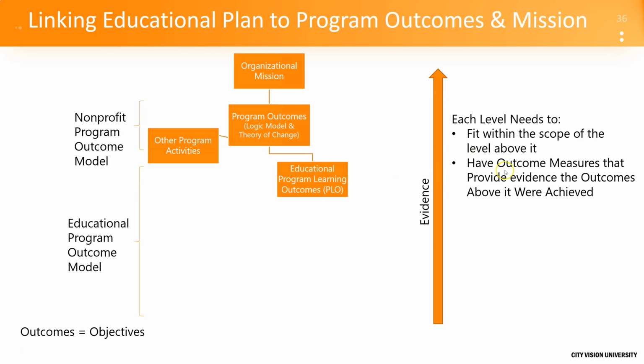And you're going to have outcome measures that provide evidence that the outcomes above it were achieved. So the idea is that you have educational program learning outcomes, and if you prove those were achieved, then that should prove that the program outcomes were achieved.